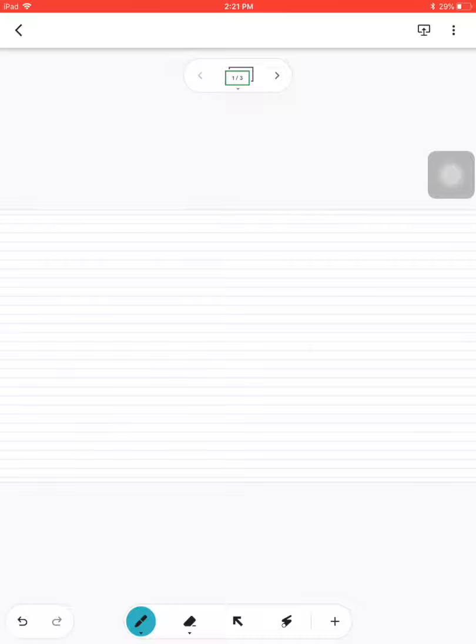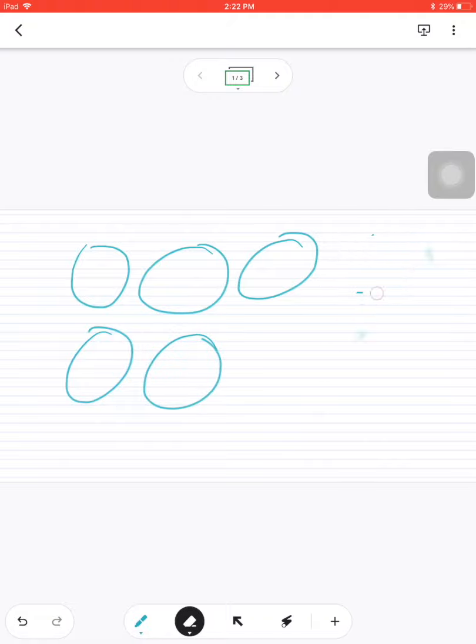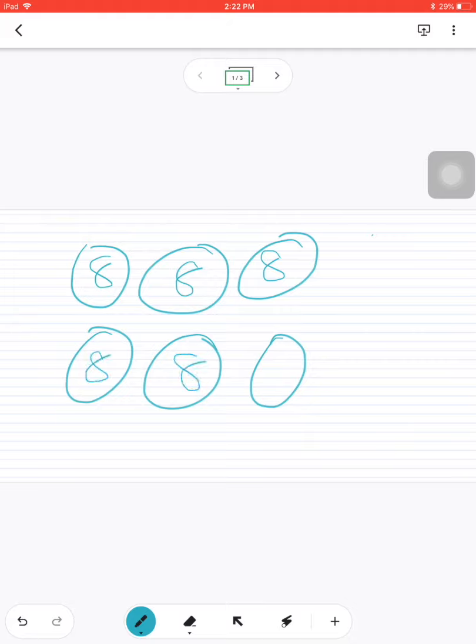So we know we've got 6 boxes with 8 books in each box. So I know we've got 6 boxes. I'm going to draw 6 circles. Drawing my 6 circles. 6 circles, and I know there's going to be 8, 8, 8, 8, 8, 8. Got my 8 books in each box.